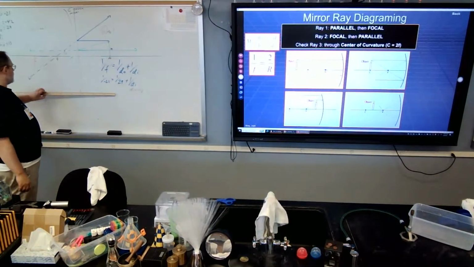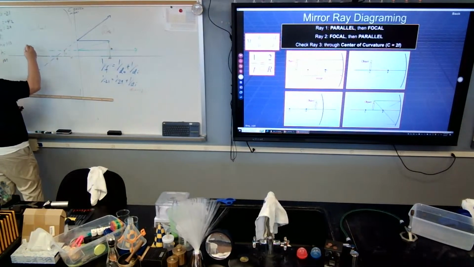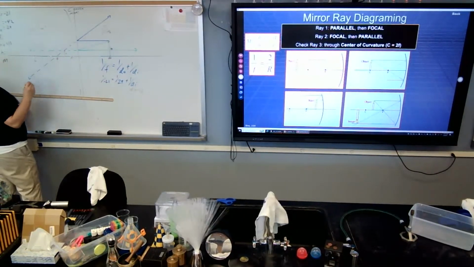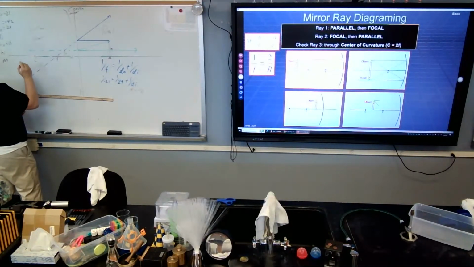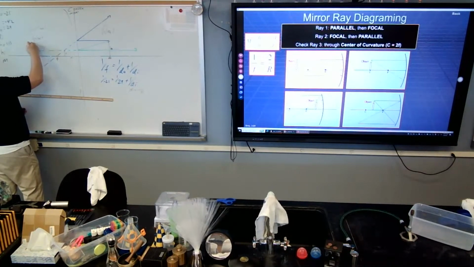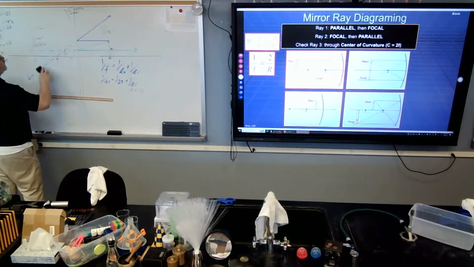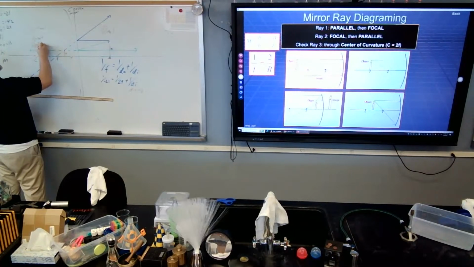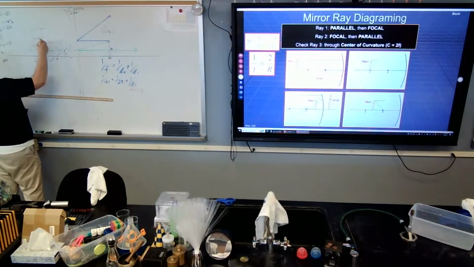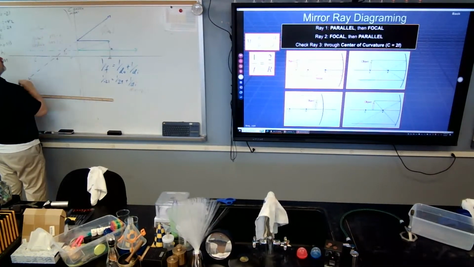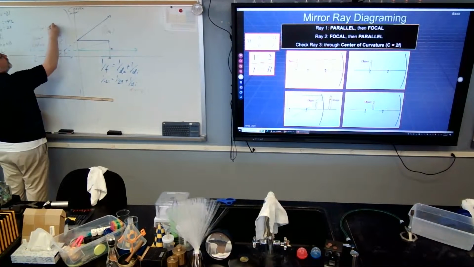Okay, last thing, let's go ahead and label this. Real or virtual image? Virtual image. Is it upright or inverted? Upright. And is it magnified or reduced? Reduced. Reduced basically means the absolute value of the magnification is less than 1. Upright means the magnification is positive. And virtual means your DI is negative.